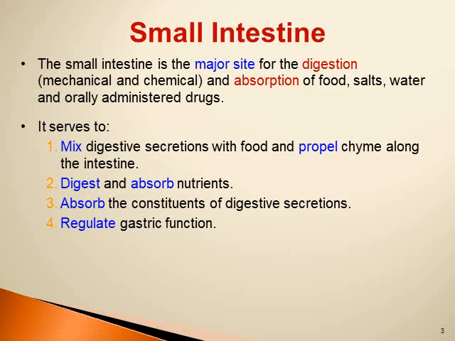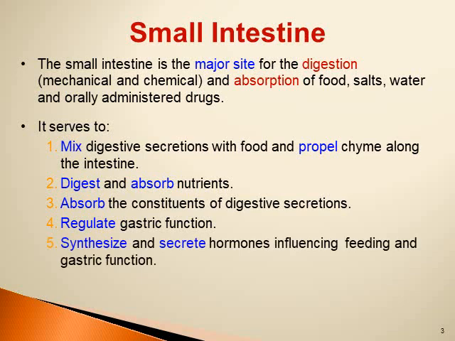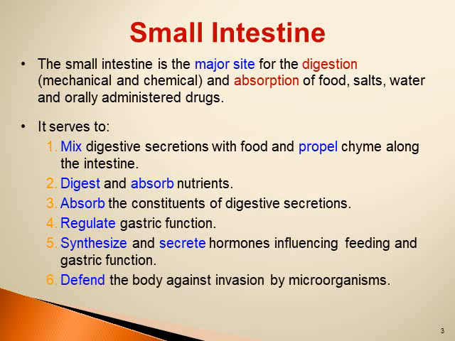Also the intestine serves to regulate gastric function, and we saw examples of that in the control of gastric motility and gastric secretion, mainly the effect of cholecystokinin and secretin, as well as the neural reflexes. It serves to synthesize and secrete hormones that influence the feeding pattern and the gastric function. Finally, it defends the body against invasion by microorganisms.